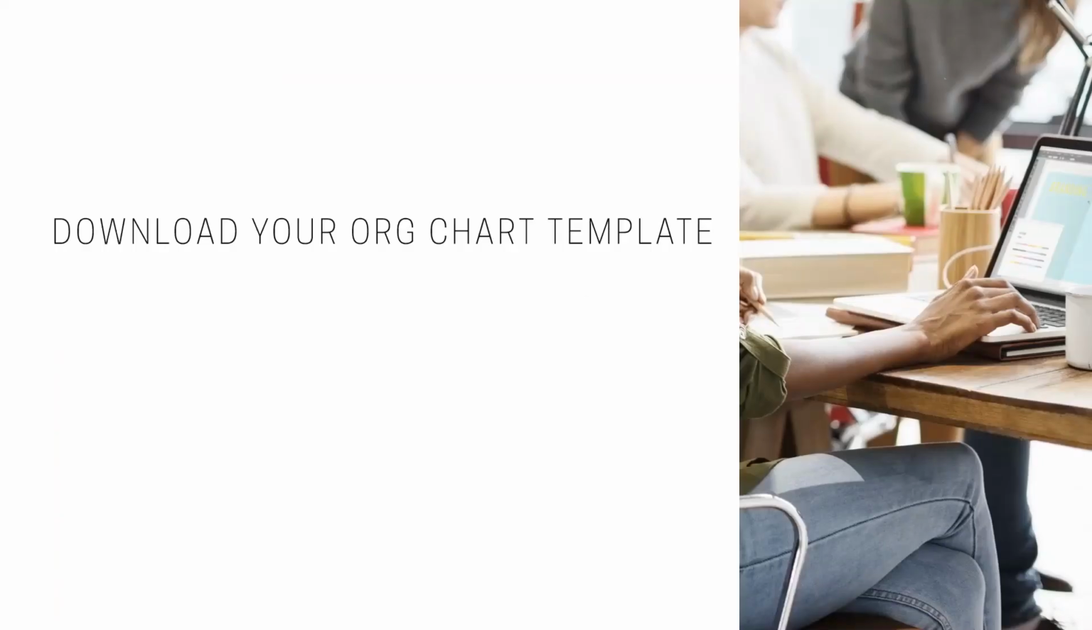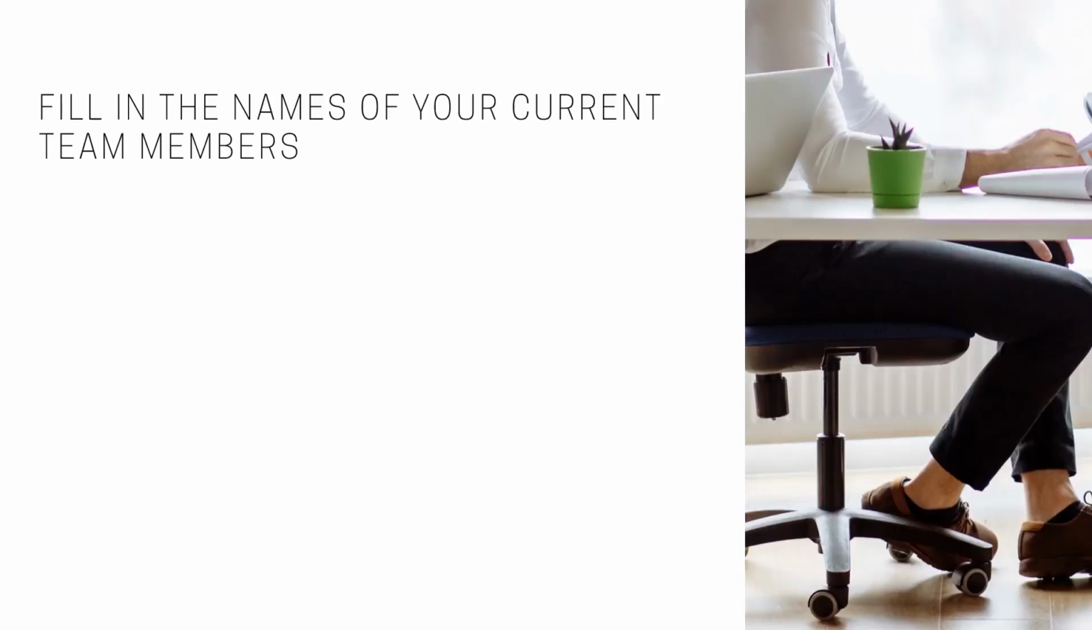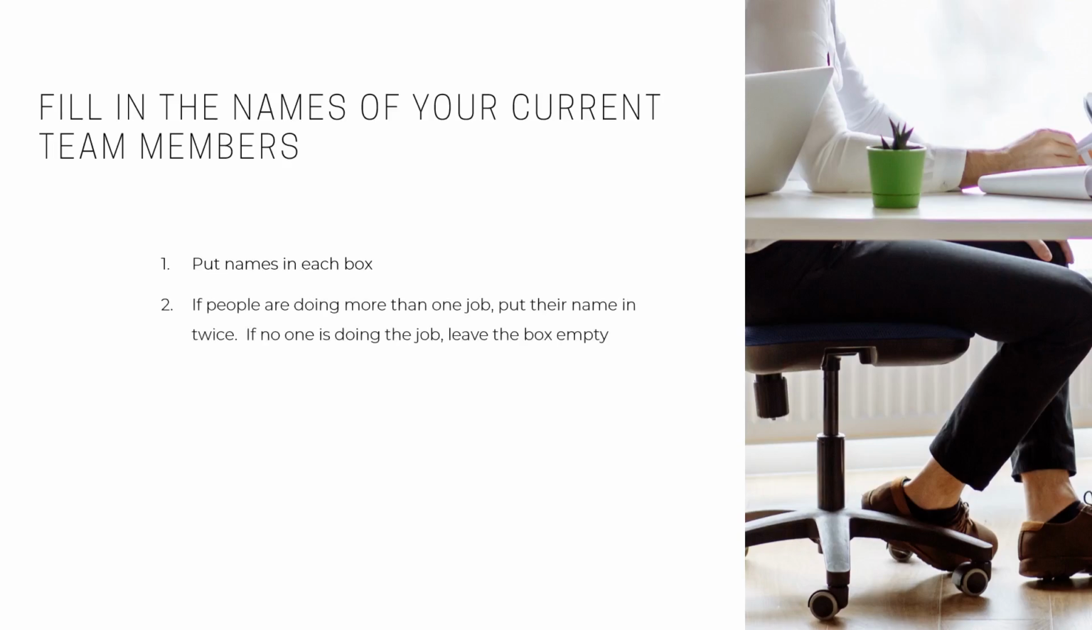So why not take a minute, if you haven't done so already, and download your template of an org chart so that we can fill it out together. Now I'd like you to fill in the names of your current team members. So put names in each box. If people are doing more than one job, put their name in twice. If they're doing 3 jobs, put their name in 3 times. As many jobs as they're doing, make sure they're described on that box. If no one is doing the job but it's needed, just leave the box empty for now.